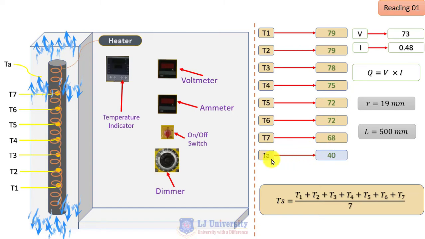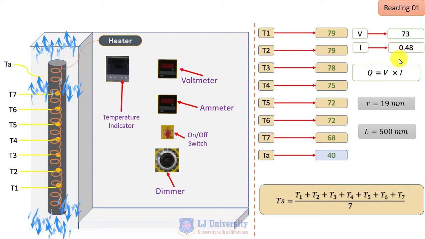T_A, or we can say T8, shows the surrounding air temperature, or the ambient temperature, which is 40. The voltage which we have taken as an input is 73, and according to this voltage the current is 0.48 ampere.